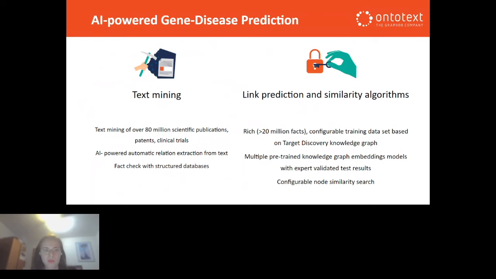And we also do text mining. We do NLP on top of about 80 million scientific publications. And this information can be integrated into the same knowledge graph, providing even richer context and even more inferred relationships. Next slide, please.